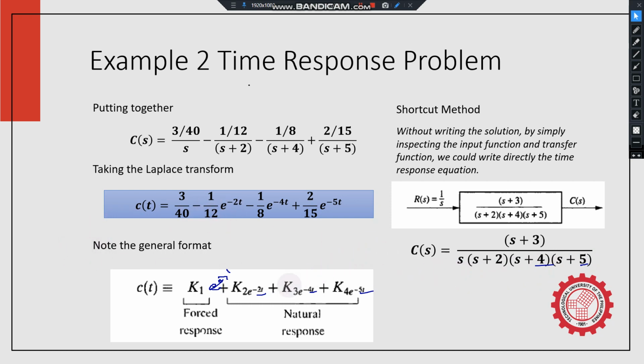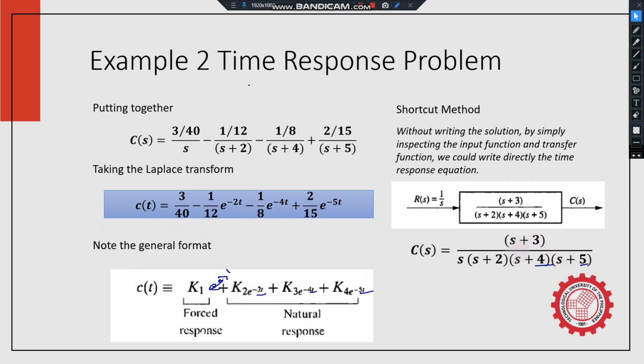So, solving for K3, our S will be equal to negative 4. So negative 4 plus 3 is negative 1. So we have here 1. So negative 4, and then we have here negative 4 plus 2, it's negative 2. So negative 2 times negative 4 is 8. And then we have here negative 4 plus 5 is 1, so 8 times 1. So that's why we have here 8.